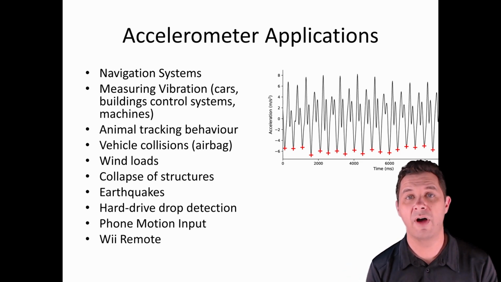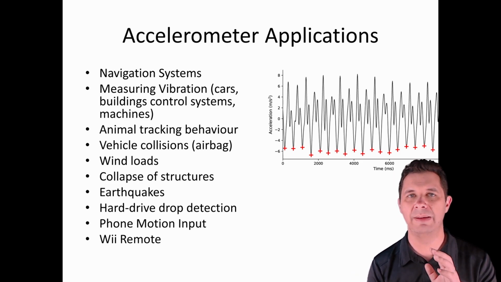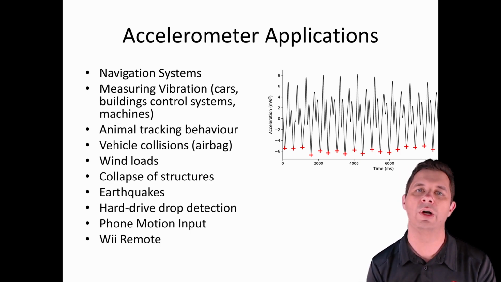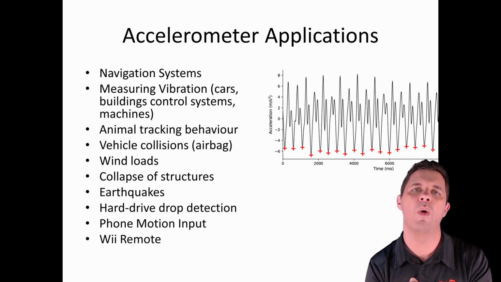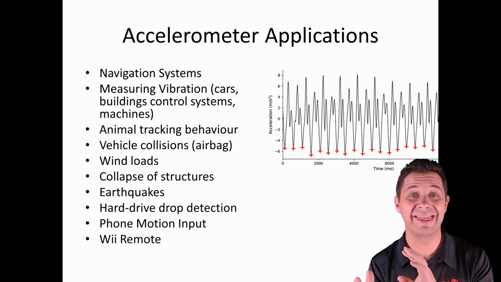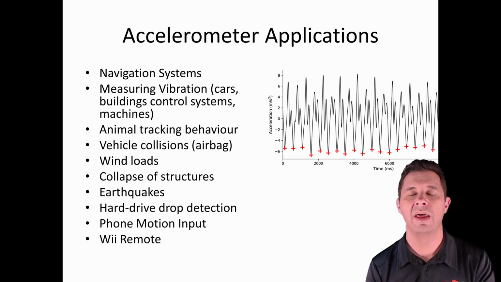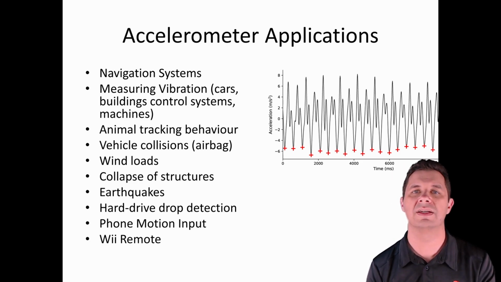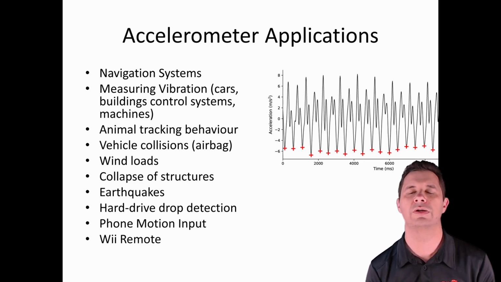We can measure things like vibration, for example vibration in cars, in motors, in buildings, or in control systems or machines. For example, if we had a little motor and we put an accelerometer on the side of it, and something goes wrong and that motor starts shaking and going a bit wild, our accelerometer can detect that there's an abnormality compared to what we had previously. We can also put them on animals to do animal tracking, to measure things like animal gait, animal movement, how fast they are, all those sorts of things.